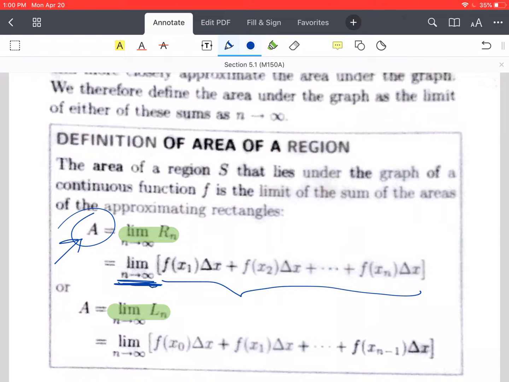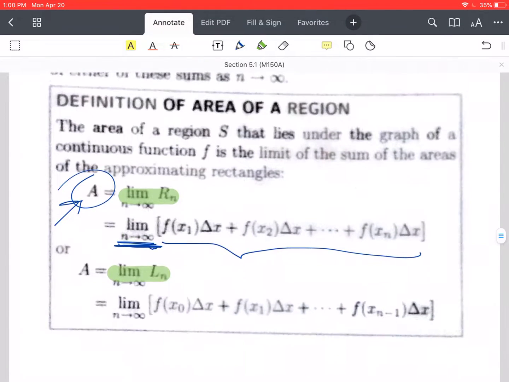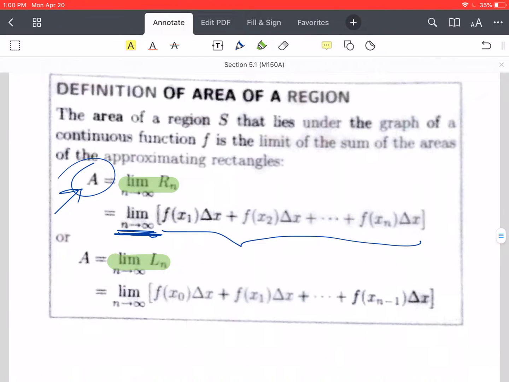Using limits here, but then we're going to see ways that we don't need to incorporate the limits so much later on. Okay, but this is one of the big ideas, that if we take the limit as the number of rectangles goes towards infinity, the rectangles get so small, it gets so close to the actual area of the curve that eventually it just becomes the area of the curve.